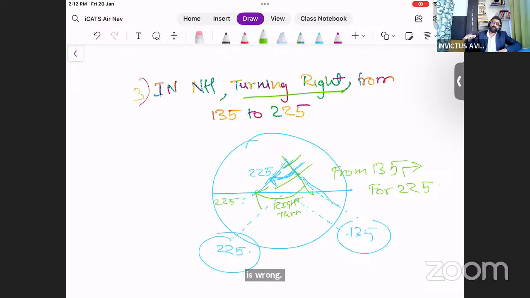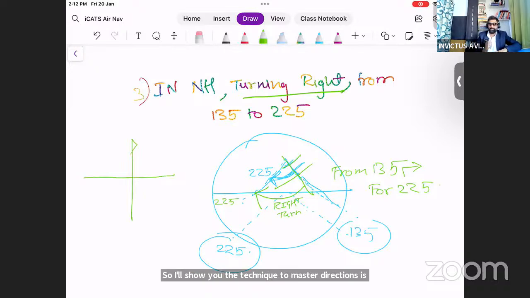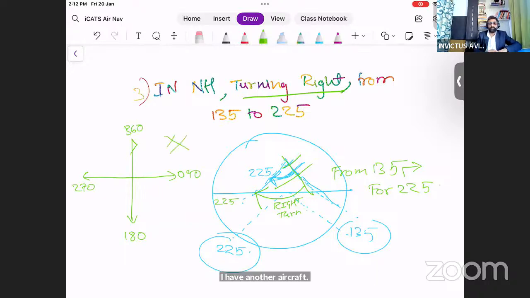If you're thinking, sir, why have you made parallels here when the directions? So I'll show you. The technique to master directions is always to make your cardinal points like this. So you get your east, south, west, north. And let's say I have another aircraft that is somewhere here. How do I determine the heading of this aircraft? Wherever I made my cardinal points, they will give me the reference. And remember, this is a technique commanders use in real life on a daily basis for quick calculation of the required headings.